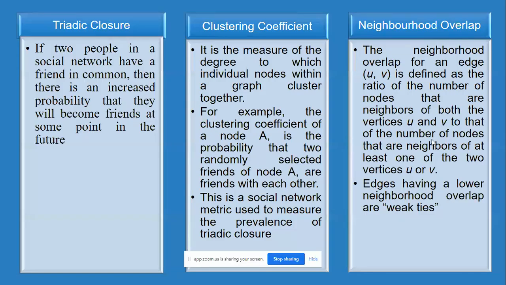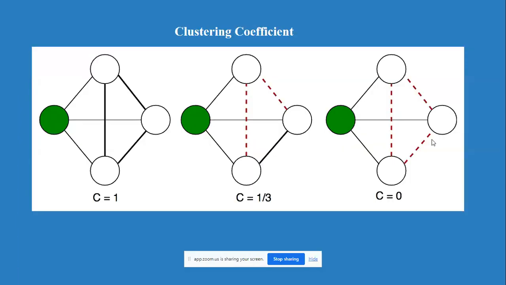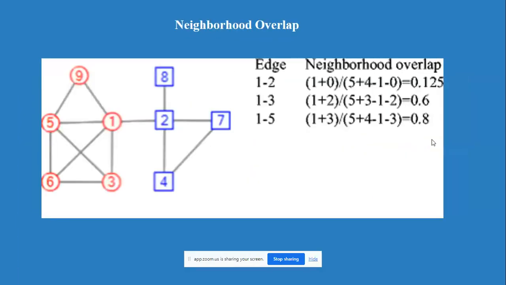The next measure is neighborhood overlap. Neighborhood overlap for an edge is defined as the ratio of the number of nodes that are neighbors of both the vertices u and v to the number of nodes that are neighbors of at least one of the two vertices u or v. It's very complex, right? Let's discuss it with an example also.